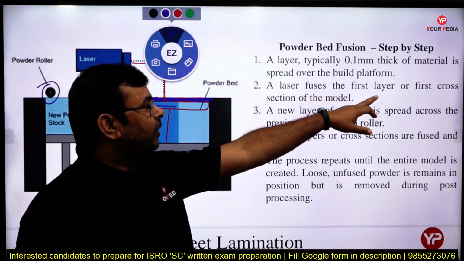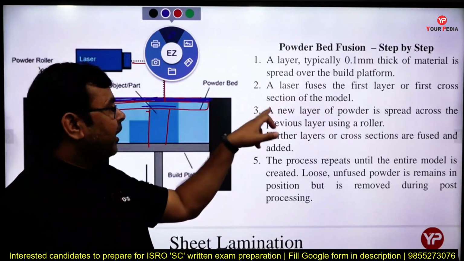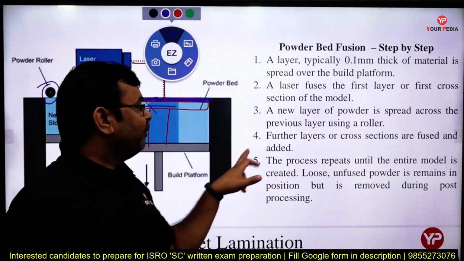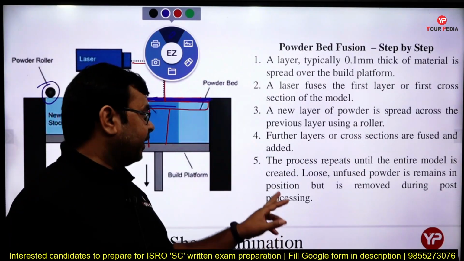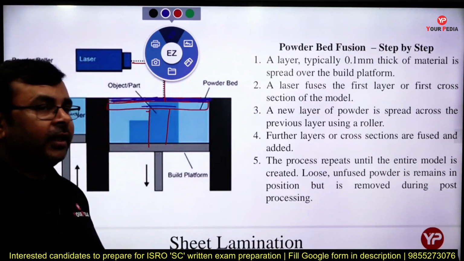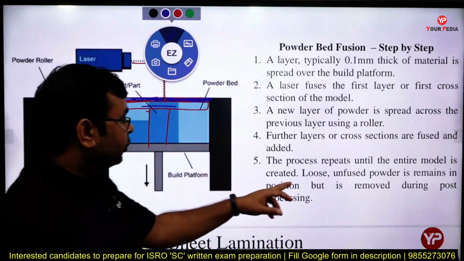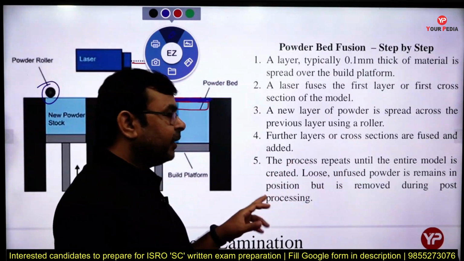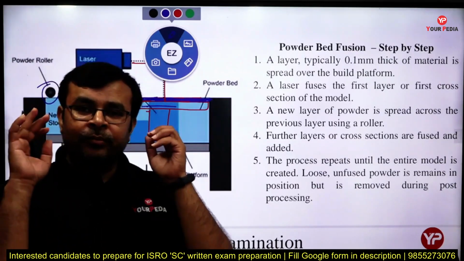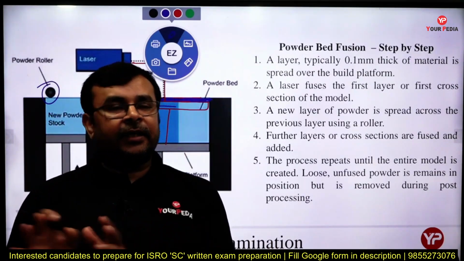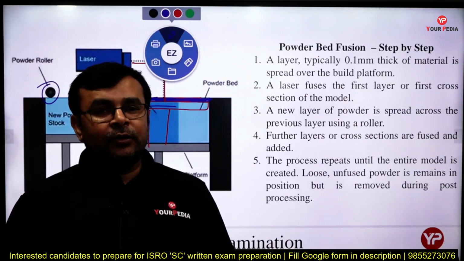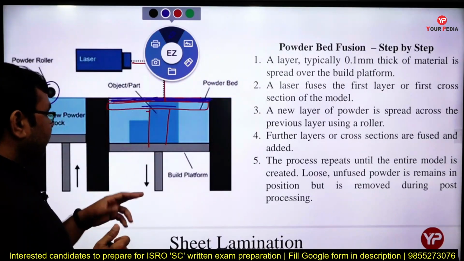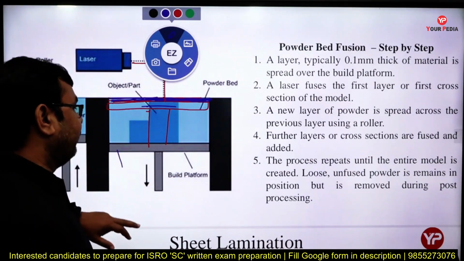A laser fuses the first cross section of the model, a new layer of powder is spread across the previous layer, and further layers or cross sections are fused and added over the previous layer, correct. The process is repeated until the entire model is created, and loose unused powder remains in position, but it is removed during the processing. When all the layers are deposited, you remove that extra powder and bring out your final object from the platform.